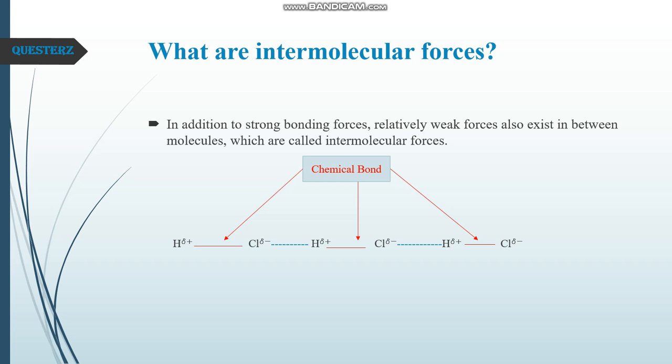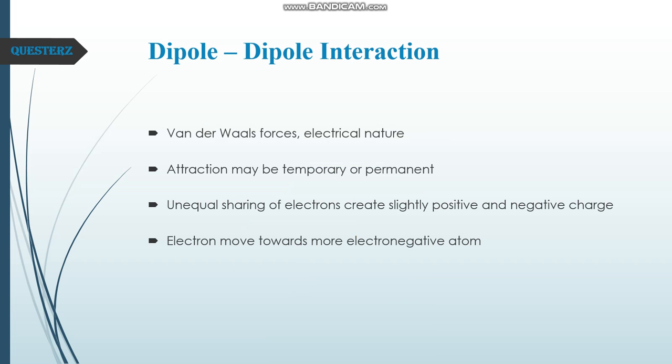For example, you can say it is an ionic bond. The blue lines indicate the intermolecular forces, the forces that are present between two molecules. So that will be known as intermolecular forces. With the help of intermolecular forces, two molecules connect or form bonding with each other. There are two types of intermolecular forces. One is the dipole-dipole interaction, the second one is hydrogen bonding. Today we are going to discuss the dipole-dipole interaction.